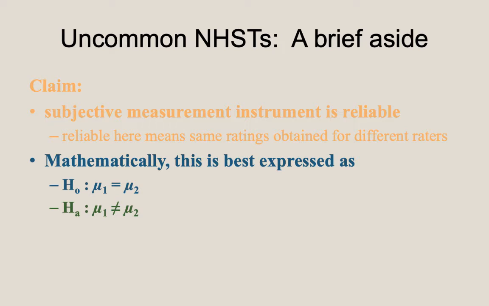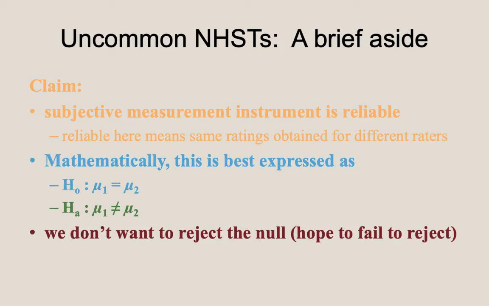What makes this uncommon is that for most NHSTs, we have the claim expressed in the alternative hypothesis. So we want to reject the null. But if the claim is the null, then we don't want to reject it, i.e., we want to fail to reject the null. It would be nice to quote-unquote accept the null, but that isn't one of our options. So, the support of our claim would be a non-significant finding, a p-value greater than alpha. Note, this does not prove my instrument is reliable, but if we obtain a p-value greater than alpha, we fail to provide evidence that contradicts that claim.